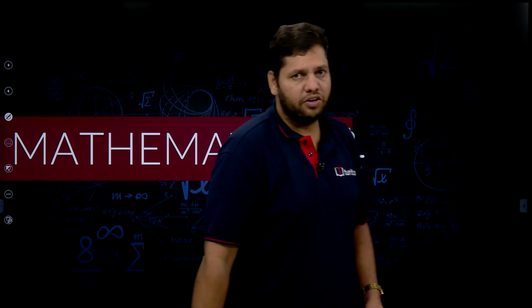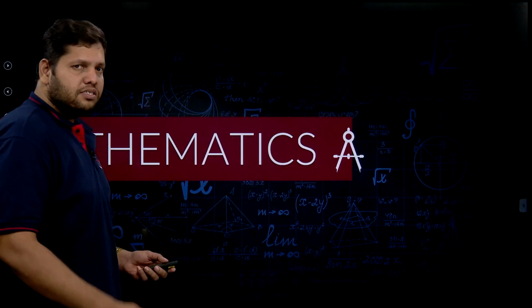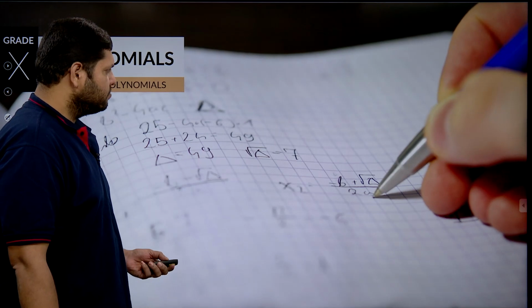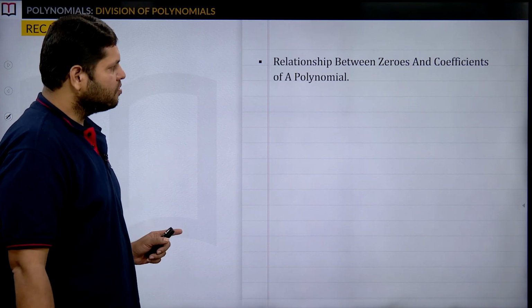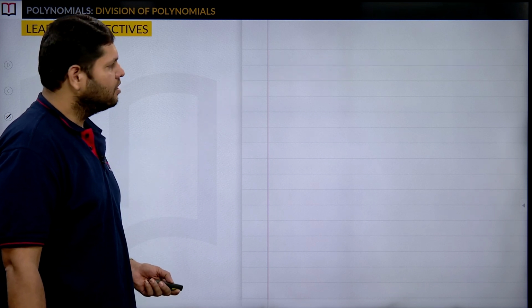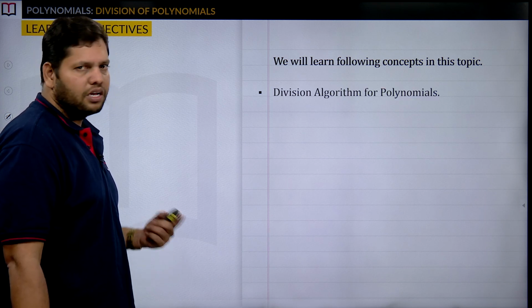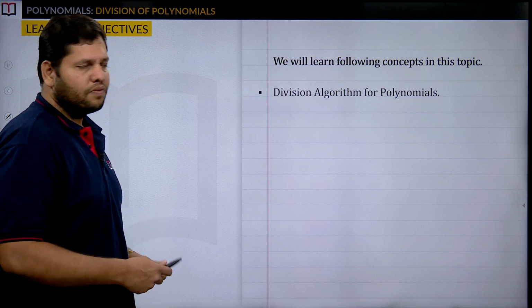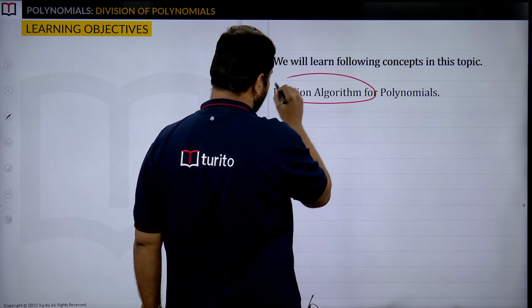Children, today we are going to continue the polynomial chapter, that is extension. In the last class, we discussed the relation between the zeros and the coefficients of the polynomial. In this class, we are going to learn about the division algorithm of polynomials. So what is the division algorithm, children, and how are we going to apply it to polynomials?